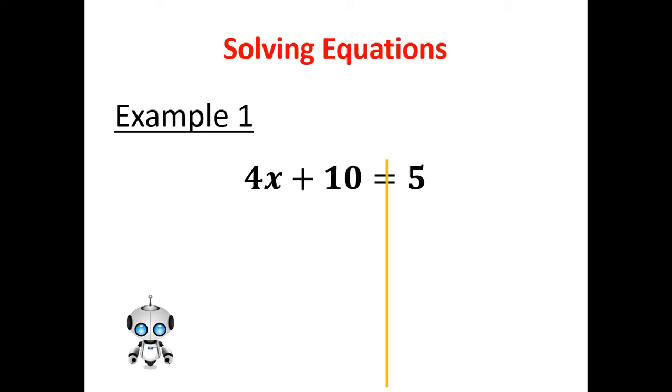Right, on the left hand side we see a plus 10. To get rid of that we minus 10, and we minus 10 on the right hand side too. On the right hand side, 5 subtract 10 makes negative 5. Back on the left hand side, that plus 10 and minus 10 make 0. So they disappear, and that leaves us just with 4x on the left hand side. So we have 4x is equal to negative 5.